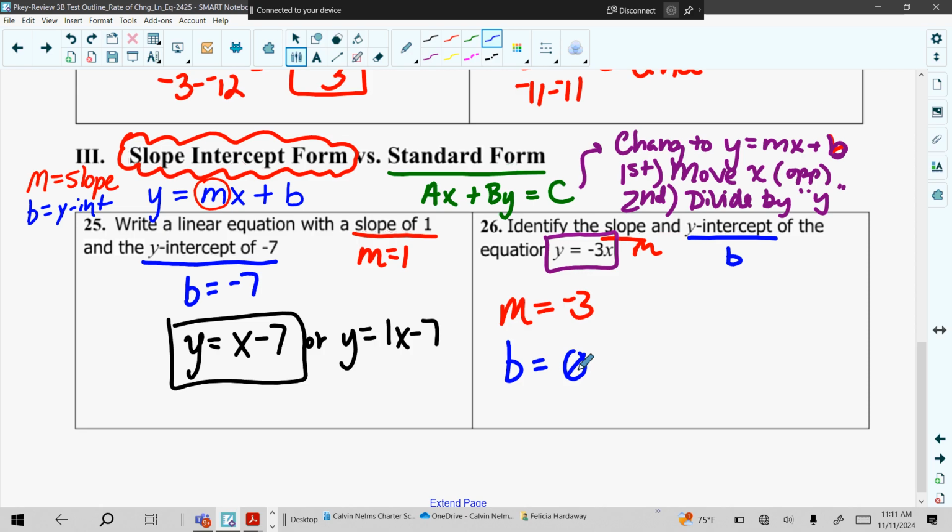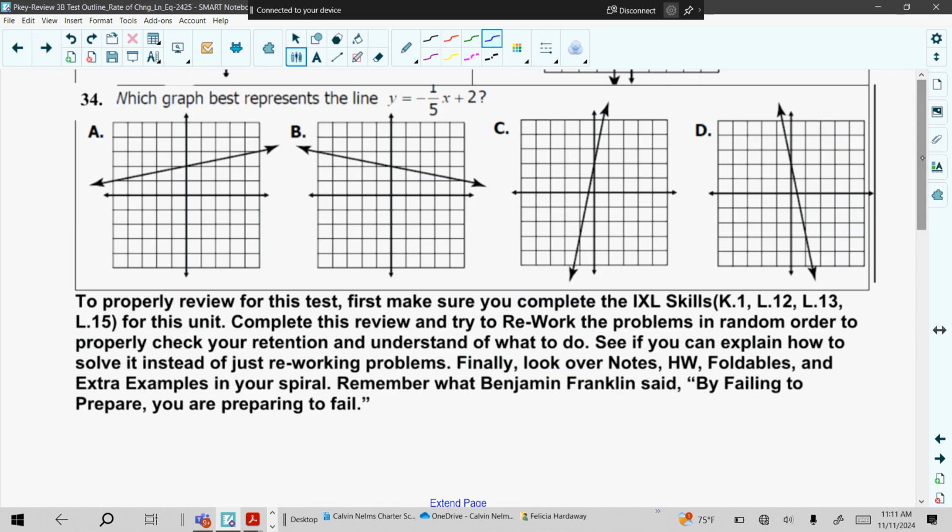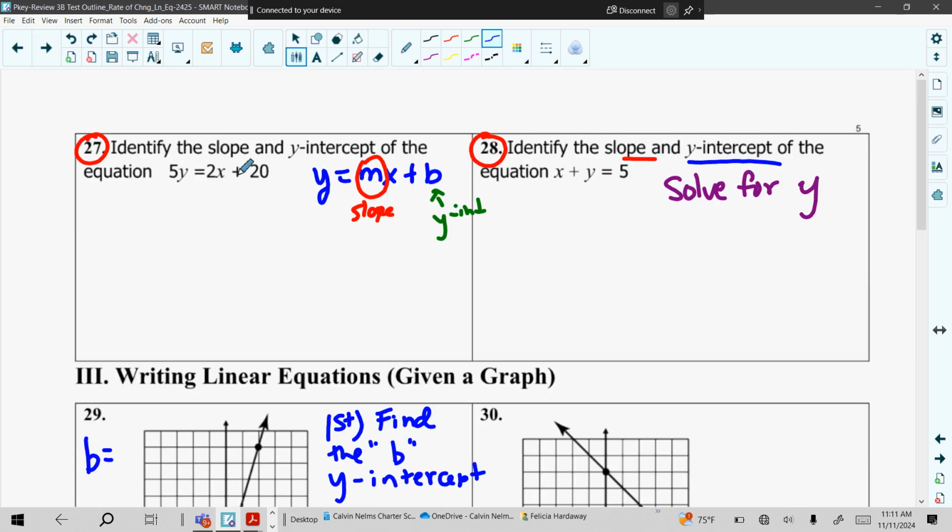Okay. All right, so star, go to the next page, and star or circle 27 and 28. Because now we're going to have to put it in the correct form so we can get the parts.